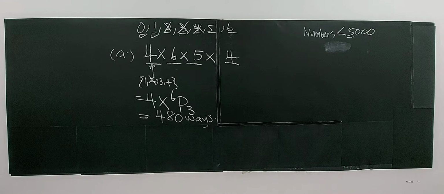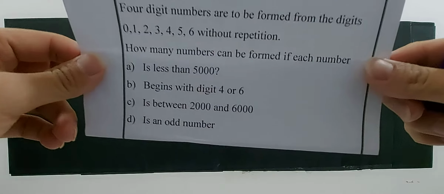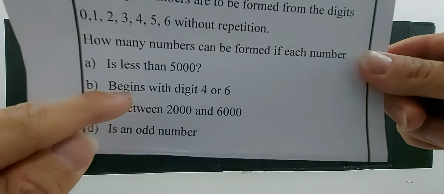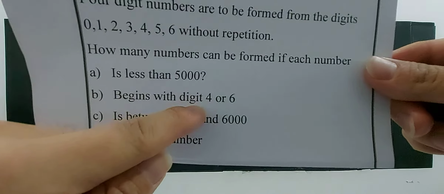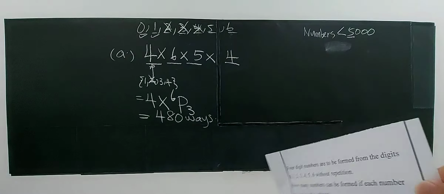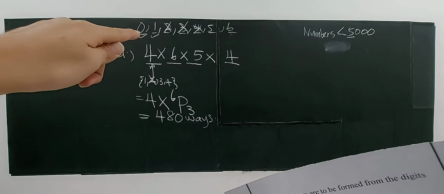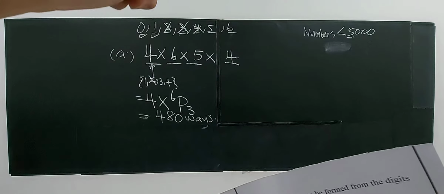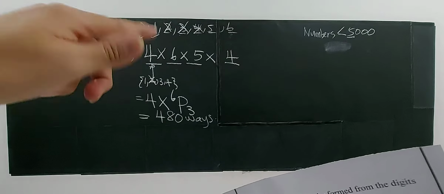All right, let's move on with part B. They have a condition. They said either the number begins with digit 4 or 6. Digit 4 or 6, cannot be 5, cannot be 1. The number definitely cannot start with 0, right? So it can start with 1, 2, 3, 4, 5, 6. You have 6 choices for the first number.